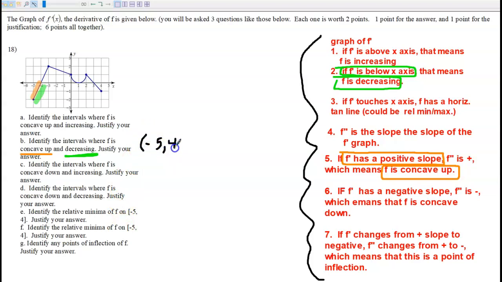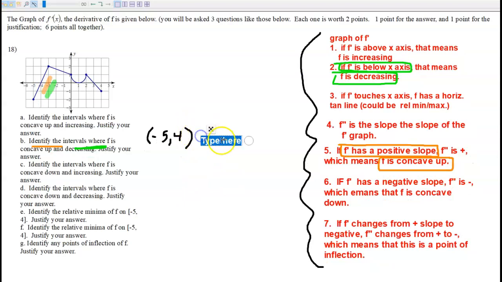And you know what? I've been being a bad boy. I didn't write my explanation for part A. I guess I can go back and do that. But here, I'll do it for part B, because you guys do have to give your explanation for this.